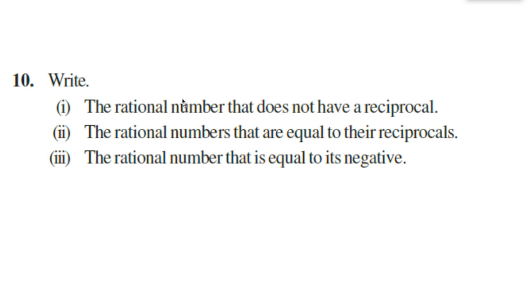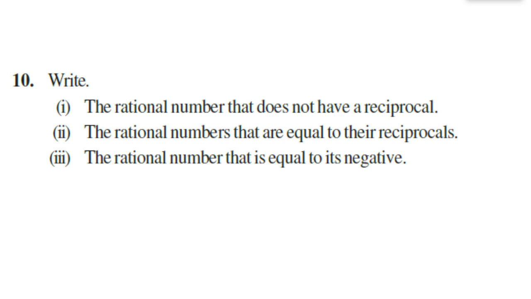Look at question number 10. Write the rational number that does not have a reciprocal. You take any rational number, if you interchange the numerator and denominator, you will get its reciprocal. But what about 0? 0 you can write as 0 by 1. But its reciprocal is 1 by 0. Is it possible? No. Therefore, the number that does not have a reciprocal is 0.